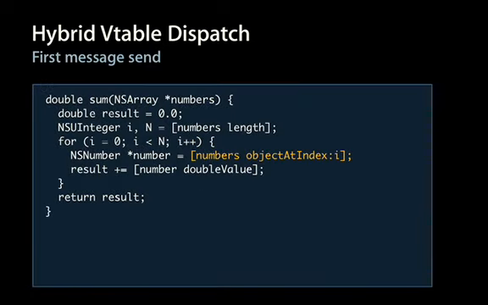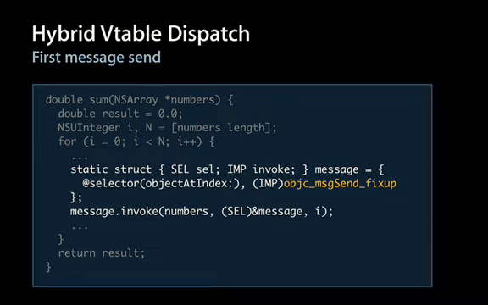So to get a feel for the gist of how this stuff works, let's look at a simple program that sums an array of NSNumbers. objectAtIndex: is one of those accelerated selectors. So let's zoom into the message send.